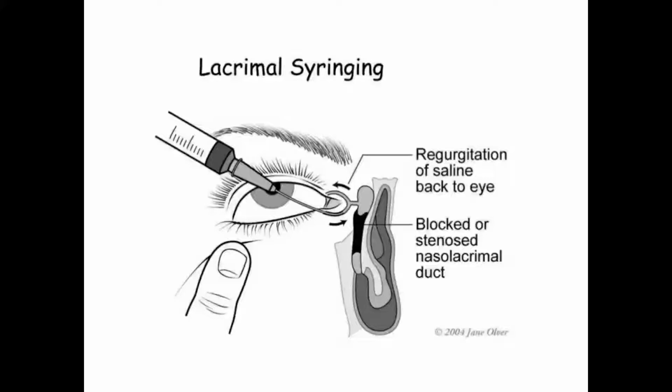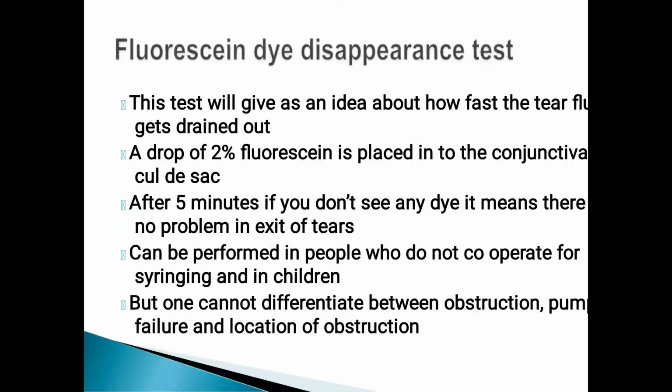Logically, you can clearly see that if the obstruction is beyond the common canaliculus, then the fluid will come through the opposite punctum. But if the fluid comes through the same punctum, then usually the obstruction is in the same canaliculus. For example, I am doing syringing through the lower punctum and the fluid is coming only through the lower punctum, not through the upper punctum. It means that the lower canaliculus is blocked.